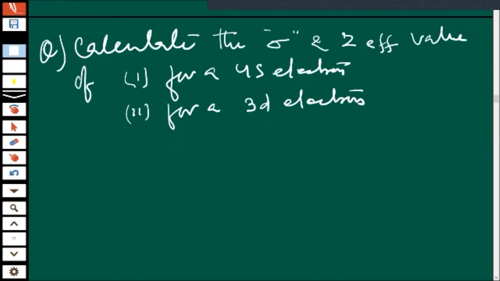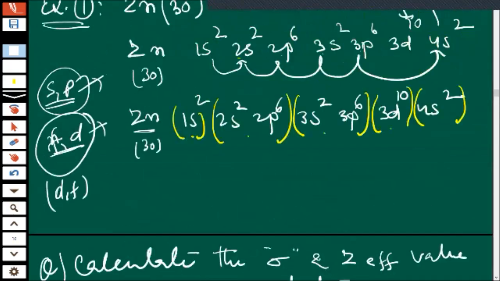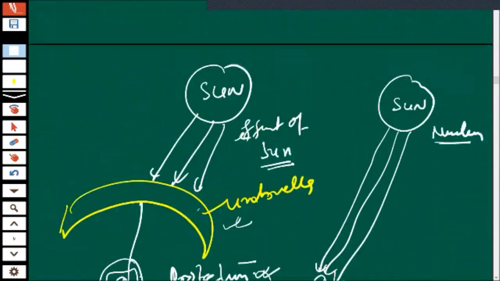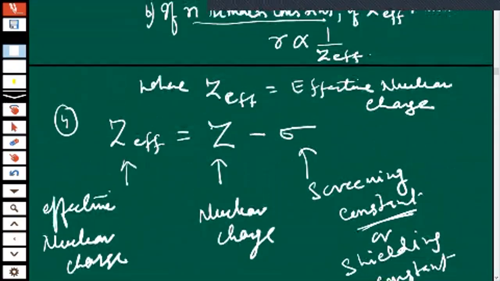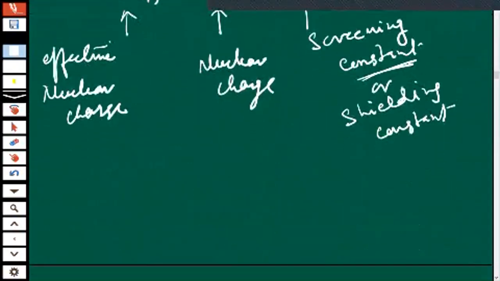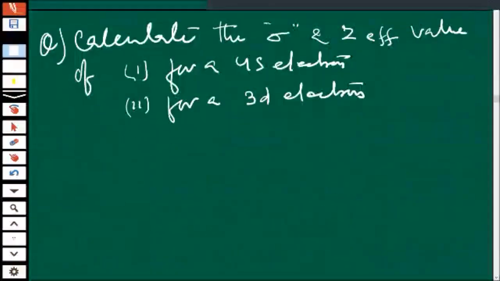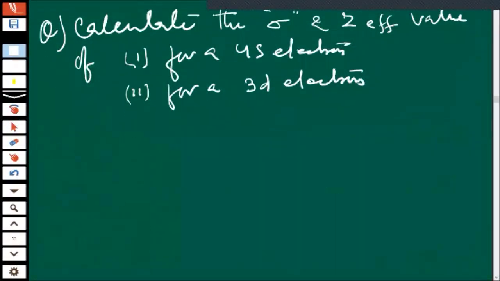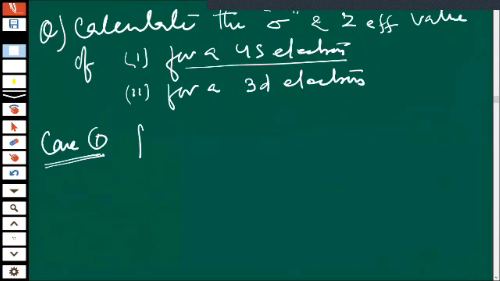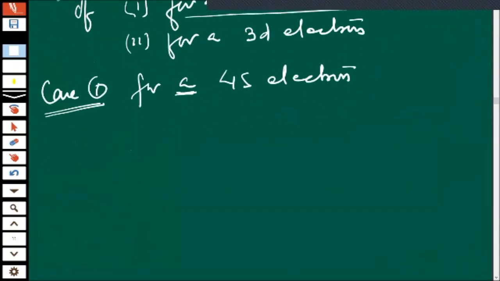Pay attention properly to each and everything. You will learn each and everything, but have patience. So we are doing the first one, for a 4s electron. See now what I am going to do. First I am going to show you the total picture, then I will summarize.